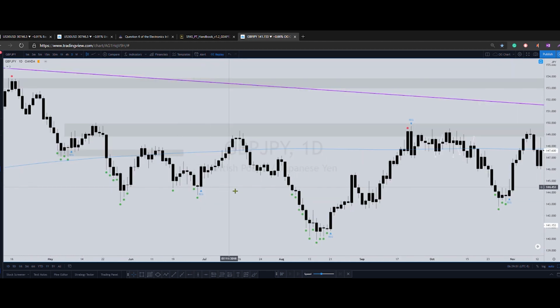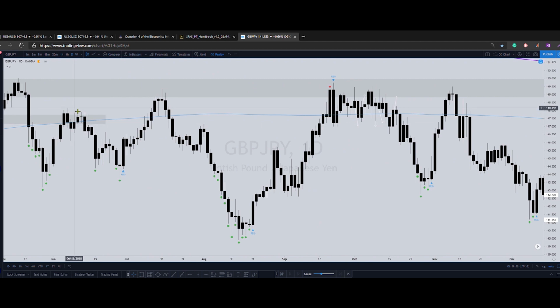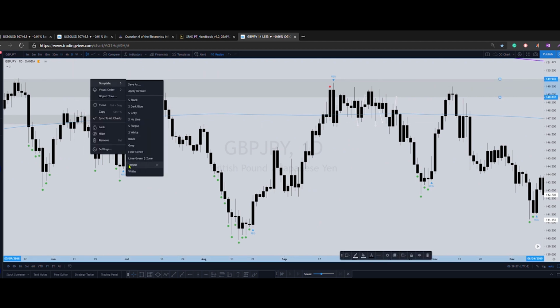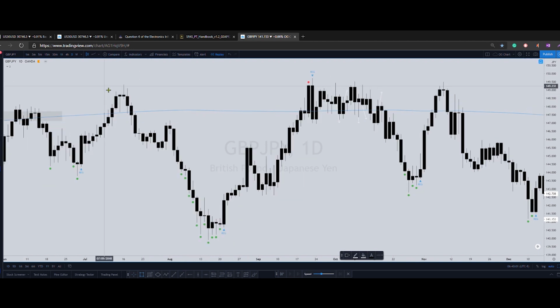So then let's go down to the next zones. You have another zone. I'm gonna delete this one. Delete. Here you have rejection off of here. Confusing candles. One says, oh, I'm gonna go up, the next one says I'm gonna go down. You have rejection off of here.